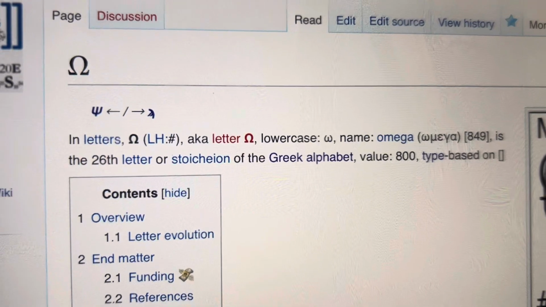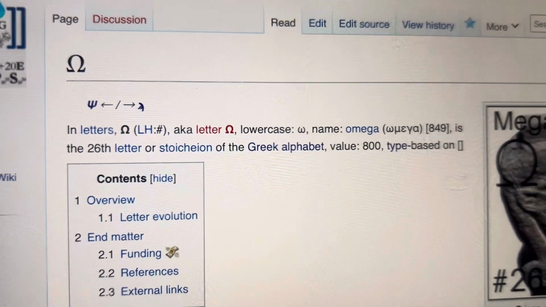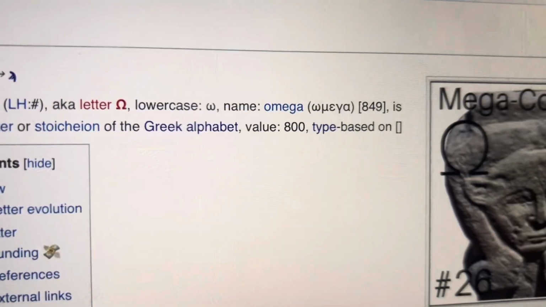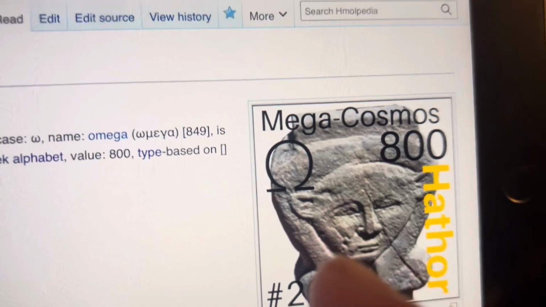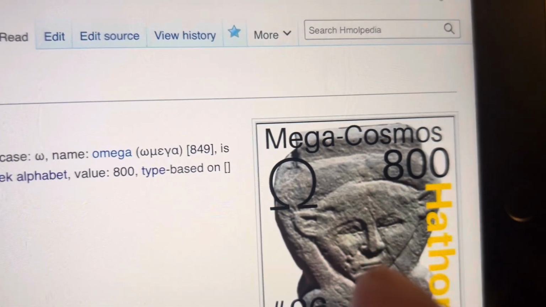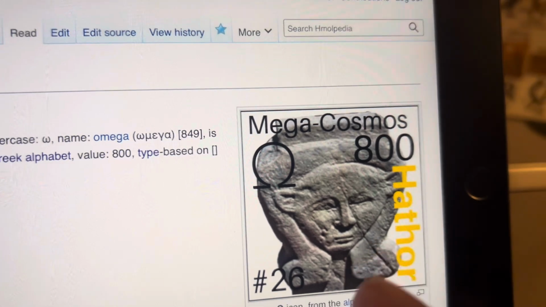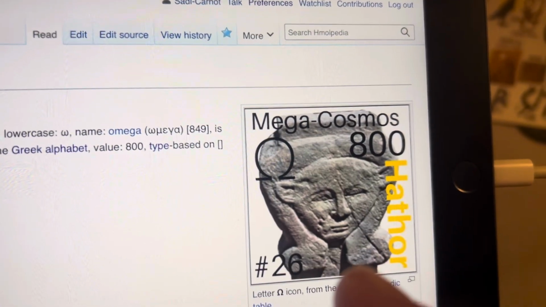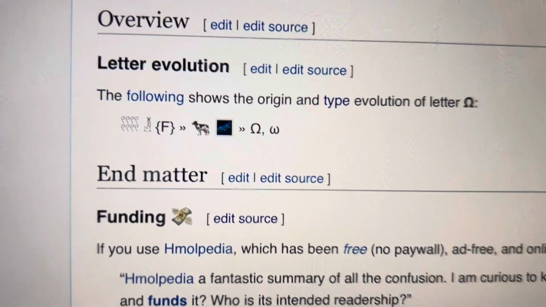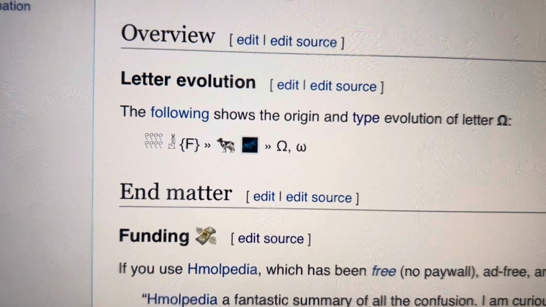Omega, 26th letter Stoichion of the Greek alphabet, value 800. It's the Milky Way constellation. We see a cow ears. That's symbolic of being a cow goddess. That's the yoke of the cow. Hathor is the goddess. Letter evolution.